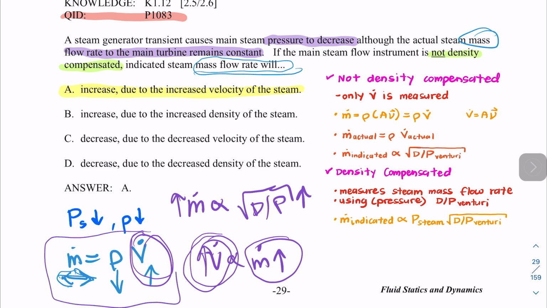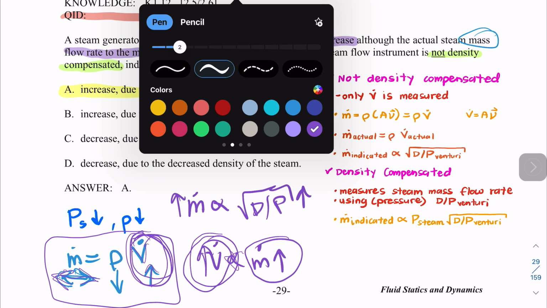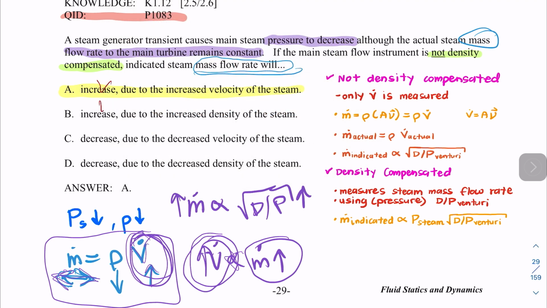So if we have a density compensated system, our volumetric flow rate will increase, right? Because we need to maintain, or our mass flow rate says that it remains constant. But since we have this relation here, if we increase our volumetric flow rate, we increase our mass flow rate, right? Because we can have this relationship here as well. So that means that, yeah, we are increasing, but why is it increased, right?